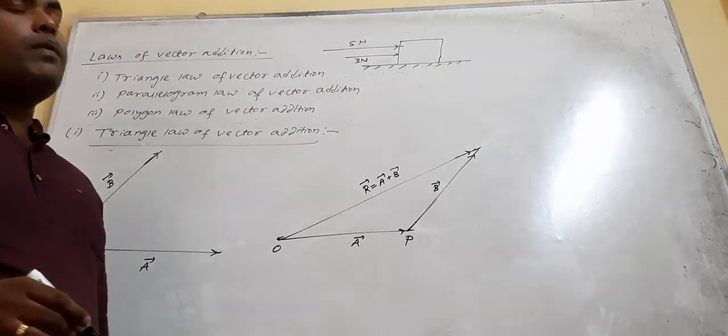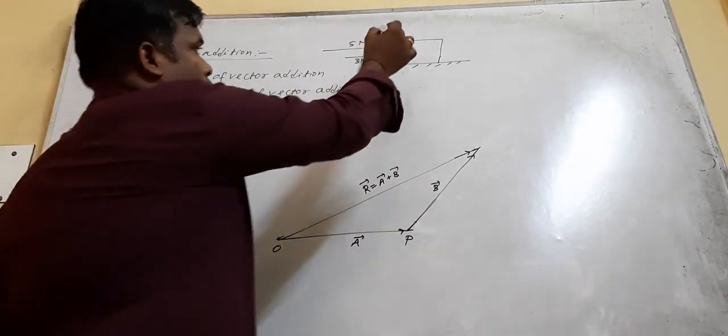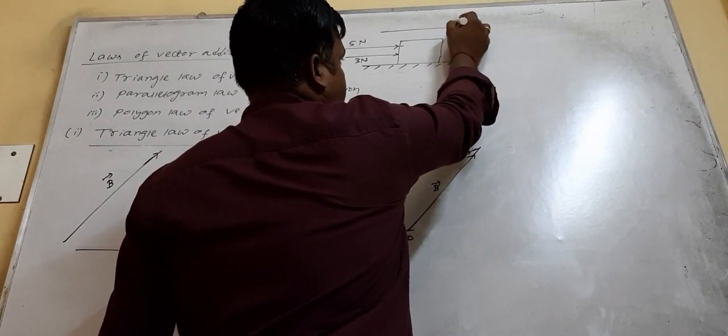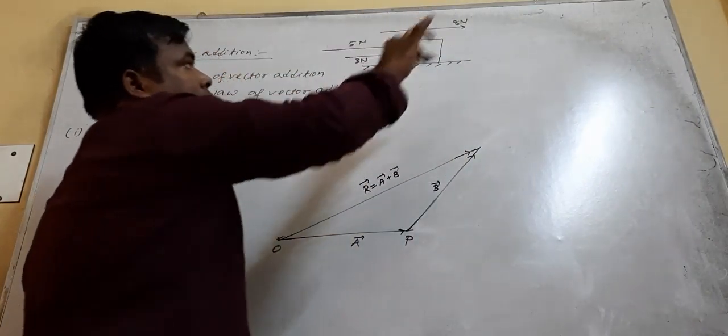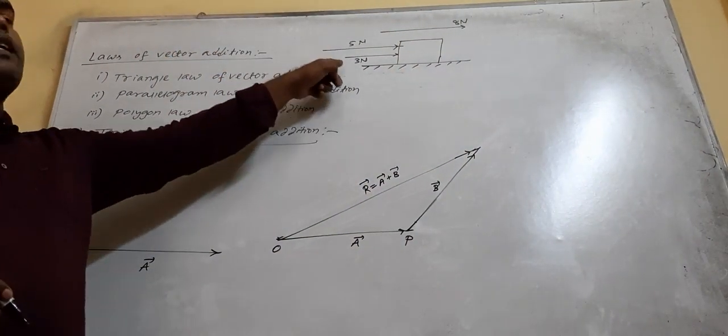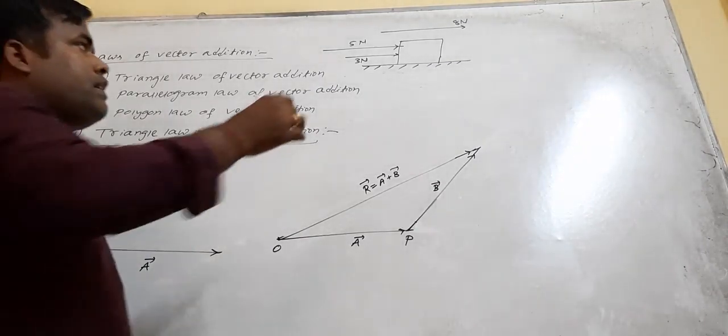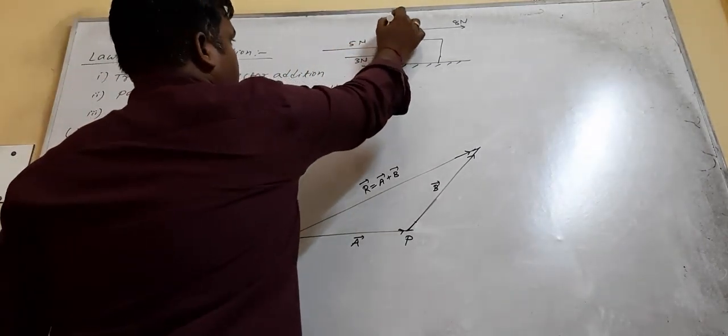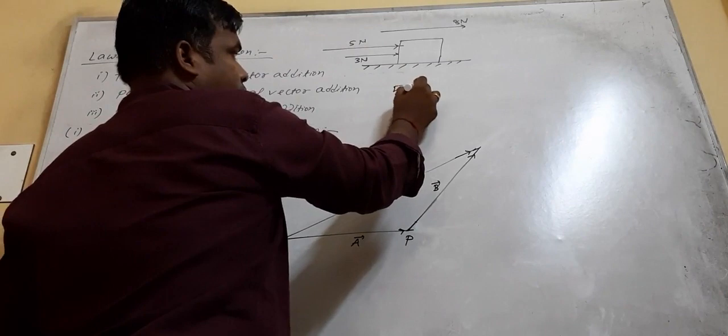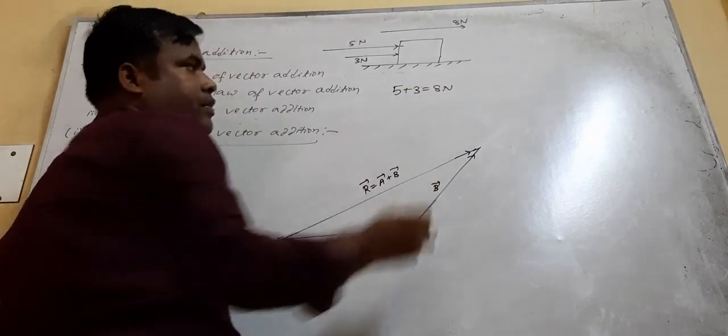simultaneously, then what will be the resultant force? The resultant will be 8 Newton towards the right, along the direction of the given forces. Here you can say it is 5 plus 3, that is 8 Newton.